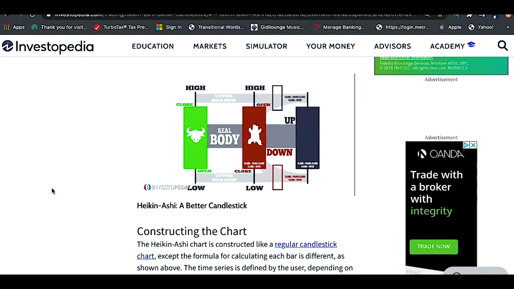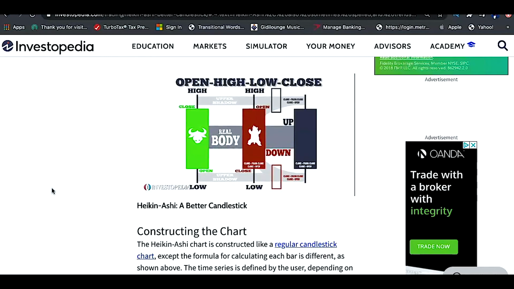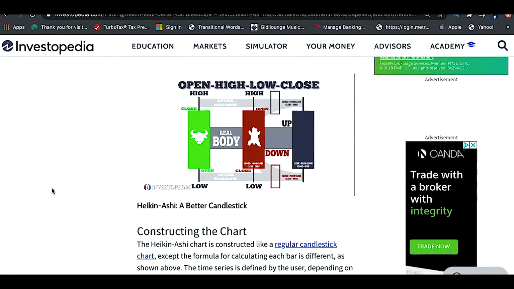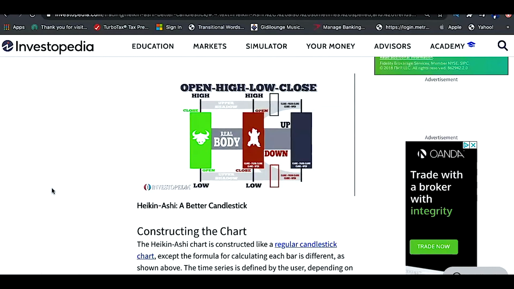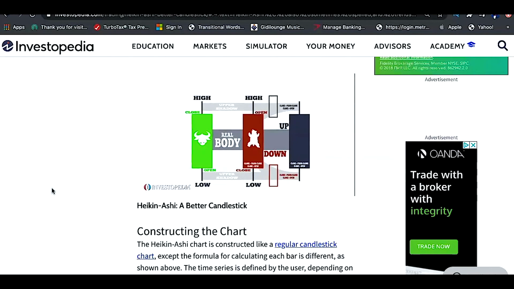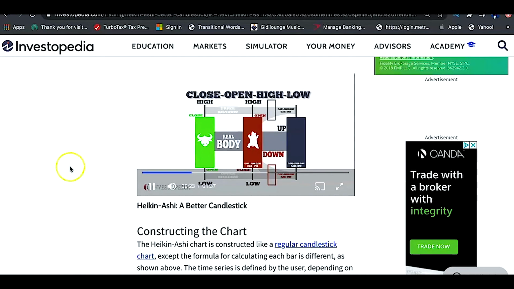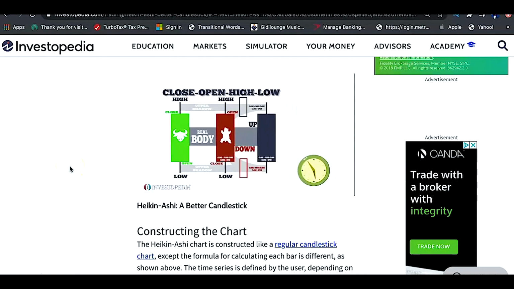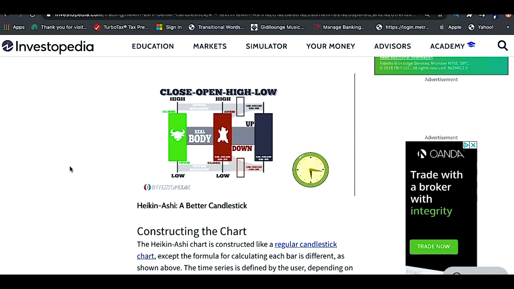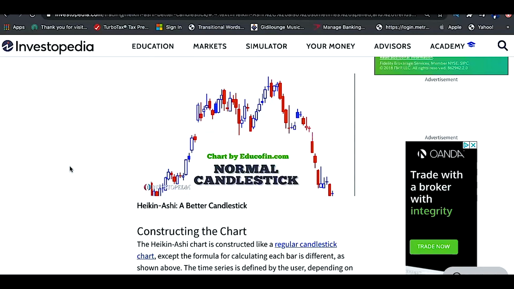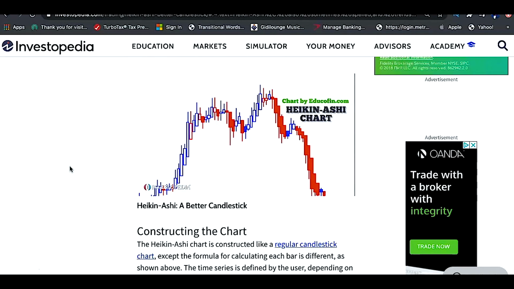The Heikin Ashi technique modifies the open, high, low, close series that most candlestick charts use, thus making trends easier to spot. While it's constructed like a regular candlestick, the technique's formula is close, open, high, low. The user defines the time series depending on the type of chart desired. Down days are filled bars, while up days are hollow. The technique is most commonly used with equity and commodity markets. Here's what a normal candlestick chart looks like, and a Heikin Ashi chart.